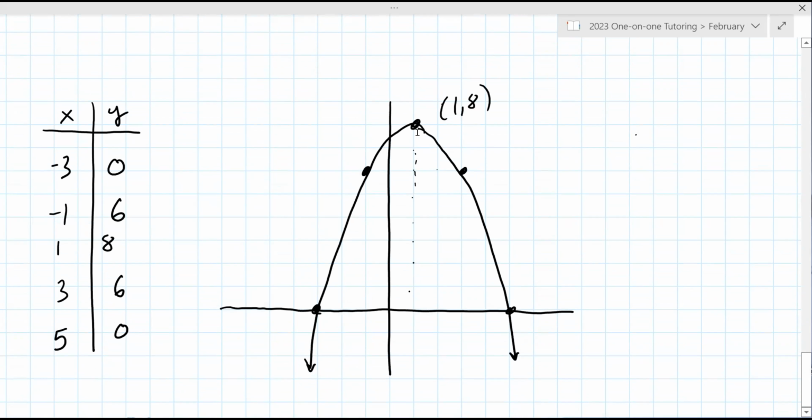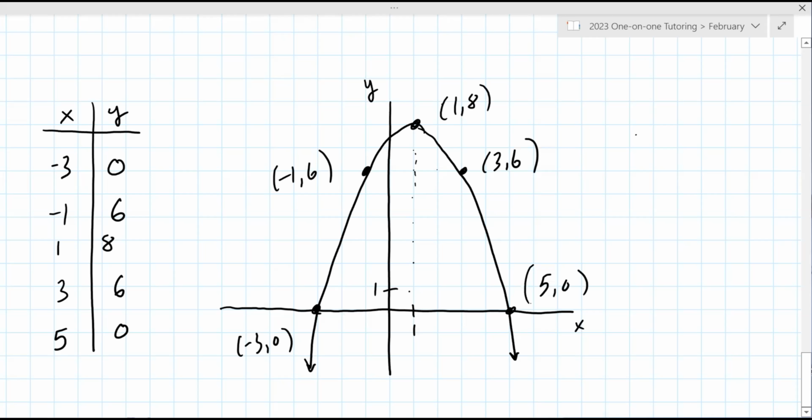So also here, label points. I didn't do that on the last one, but that's usually pretty important. Label your axes, your grids, x and y. -1, 6, 3, 6, 5, 0.